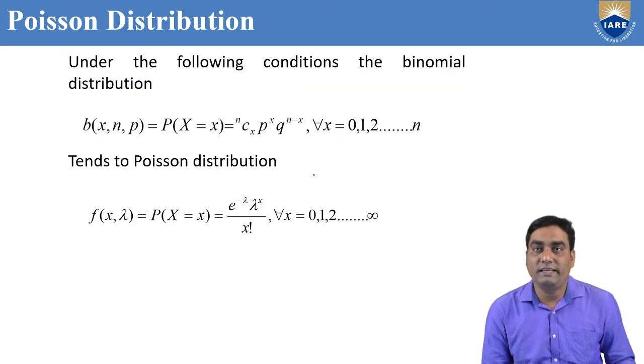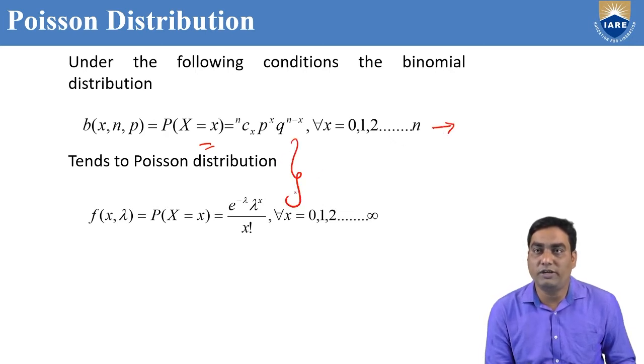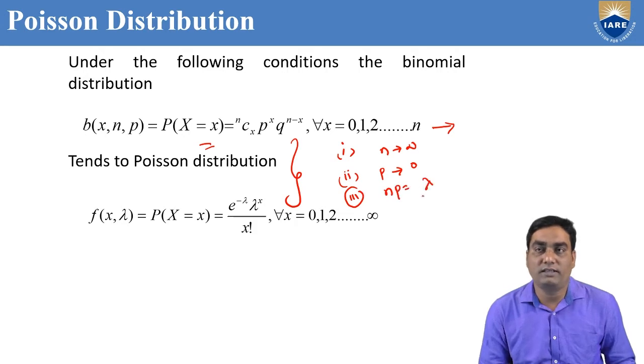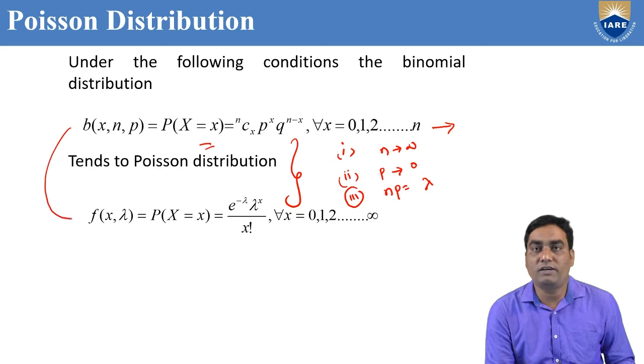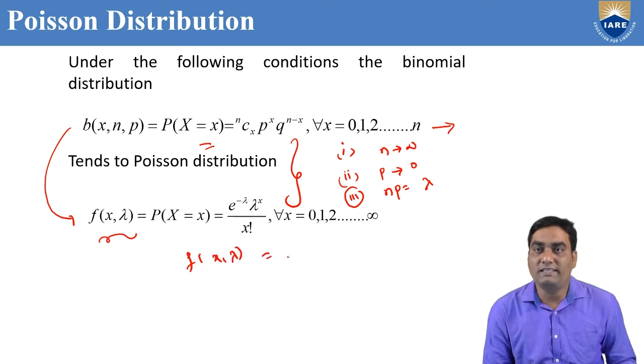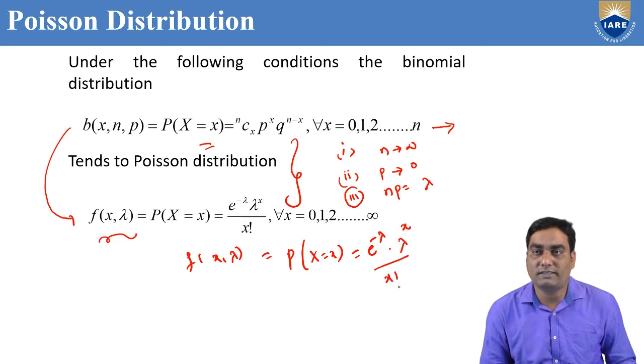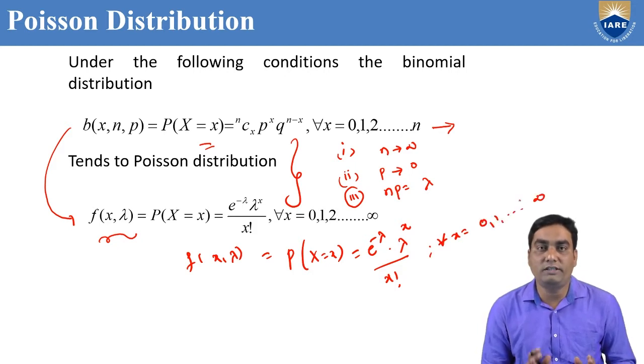Under these conditions, the binomial distribution b(x, n, p) tends to the Poisson distribution: n tends to infinity, p tends to 0, and np equals some constant value lambda. This is the symbol of the Poisson distribution. It is also used to find the probability of getting a number of successes, using the formula e^(-lambda) lambda^x by x factorial. But in this case, x varies from 0 to infinity, not 0 to n.